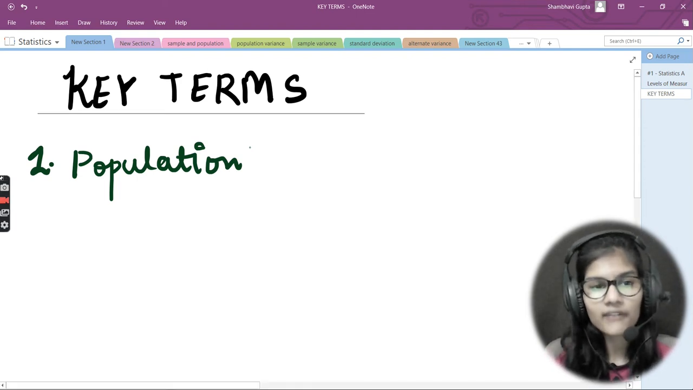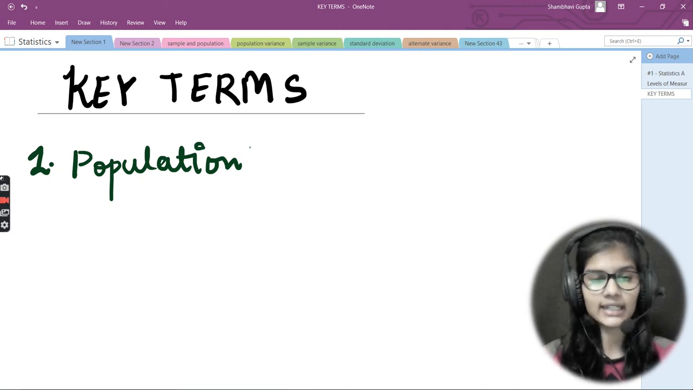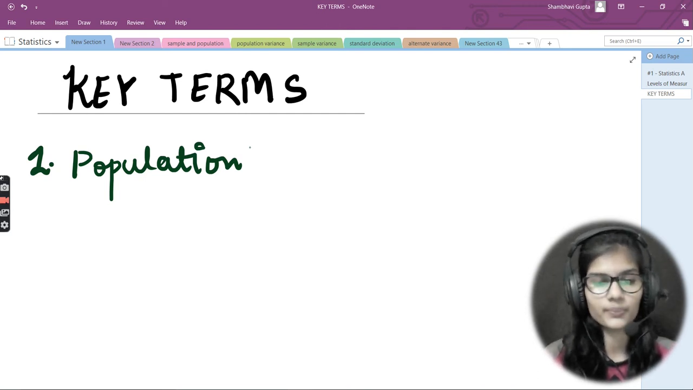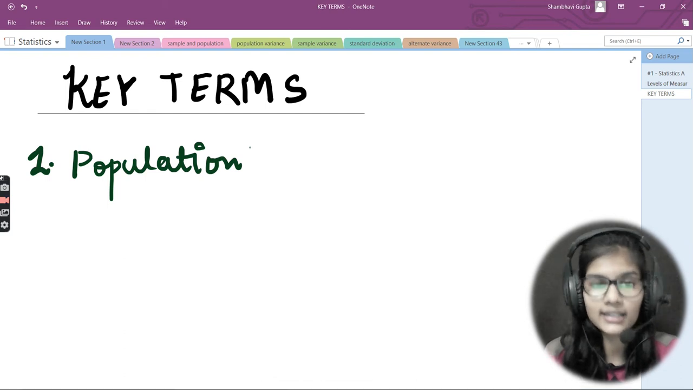Now, we can simply give it a definition: population is an entire collection of persons, things or objects, right? Now when we want to study a larger population, let's say you have a population of 50,000, you cannot study that whole 50,000 at one go, right? That would be a silly task, and it would not be possible to study this much huge data in one single go.